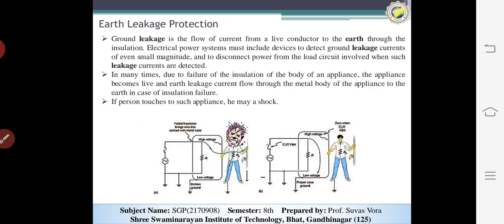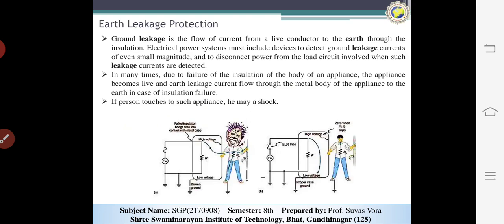You can see the figures here. The first is the insulation failure. If a person touches the appliance, he may get a shock. A small leakage current cannot operate the overcurrent relay. Hence a special type of device is used to provide earth leakage protection, and this is called the earth leakage relay or the current balance relay.